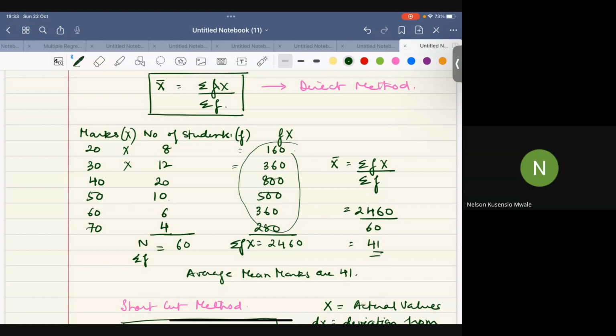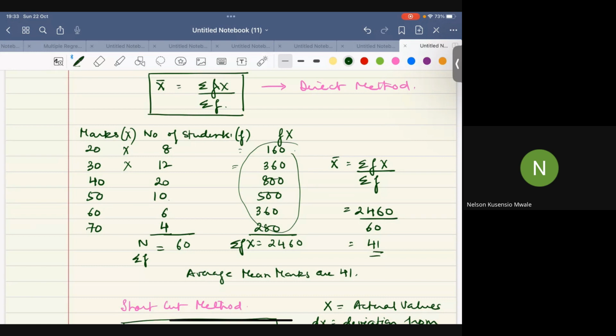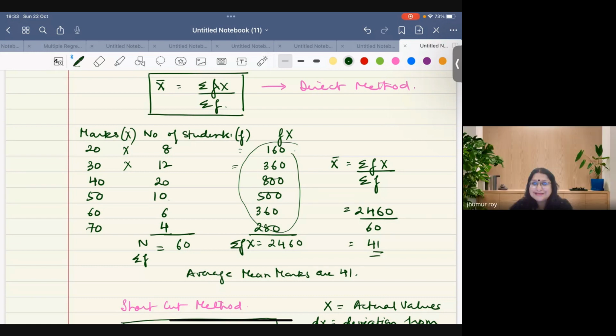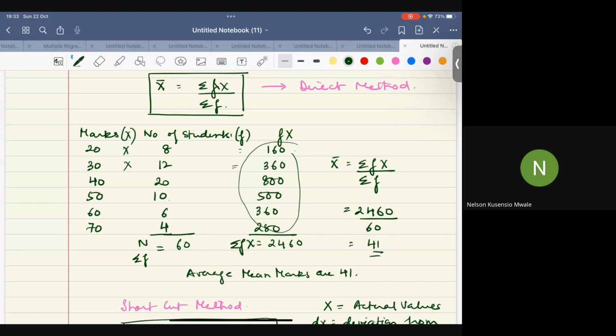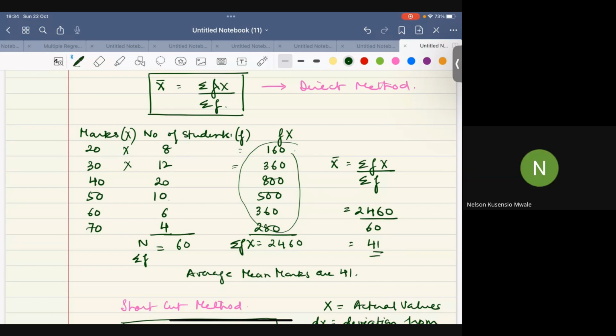Yes, Nelson? Madam, for me, I think the first method was very simple and straightforward. Yes, the second method is more confusing, no problem.